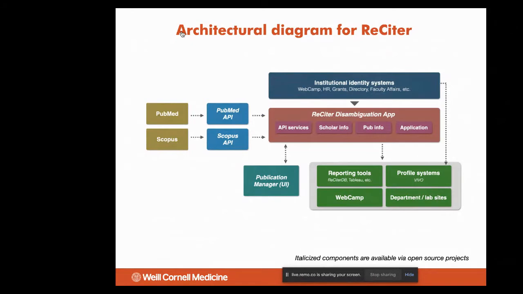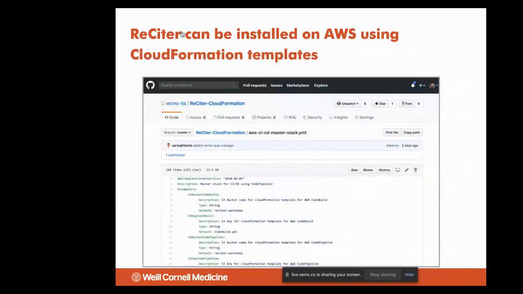Next slide, please. So the idea of ReCiter was that it can be installed very quickly and easily by anybody. So we came up with these CloudFormation templates, which essentially allow you to install ReCiter and get set up and running in Amazon Web Services within like 20 to 25 minutes. And this is also available through GitHub as well.